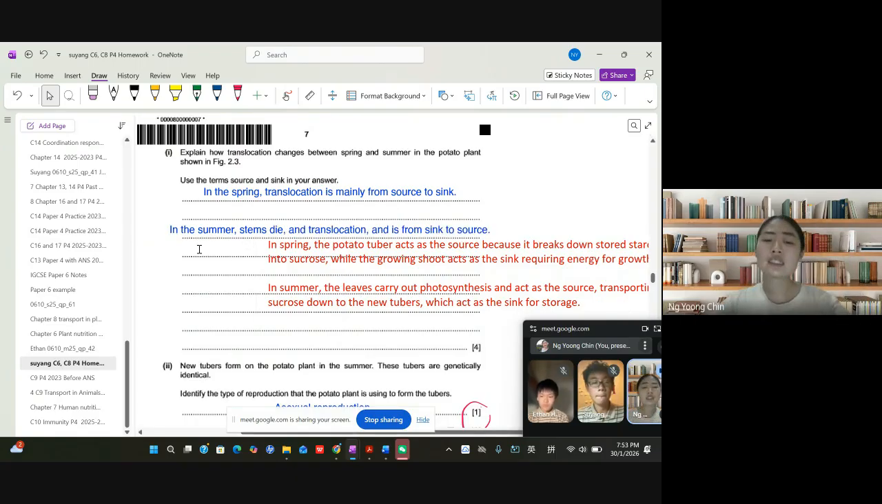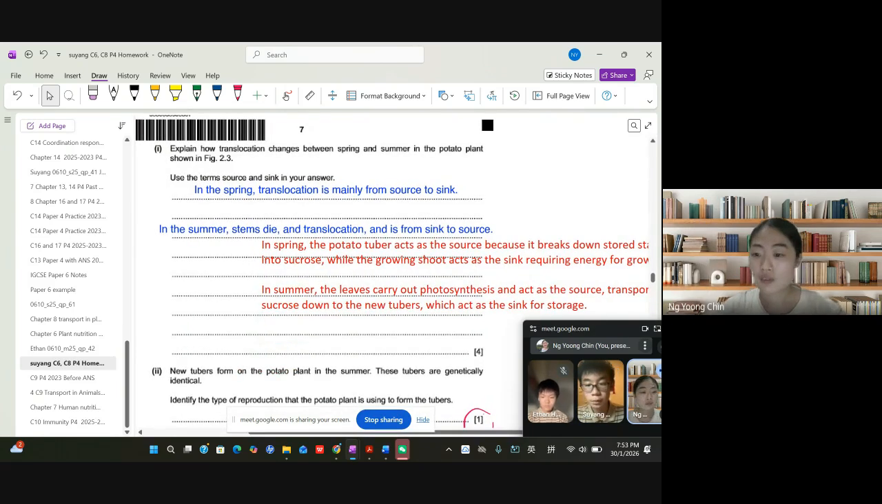Okay, and then this one, in the summer, the stem die. Okay, stem will not die in the summer, right? Yeah. And also in the summer, there will be high light intensity. Summer is 夏天, high light intensity. So I think the plant will be more active, and then they will have a higher rate of photosynthesis. So that's why they will not die.